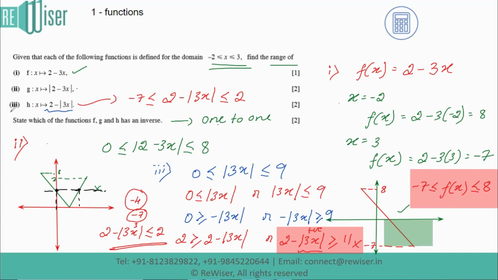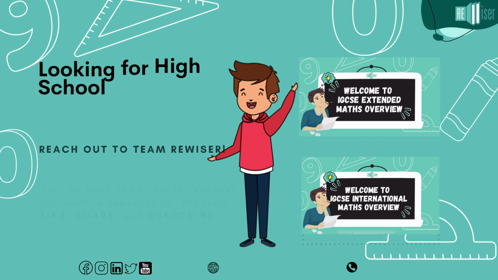And the same case goes with part 3 as well. This one is also not going to be a one-to-one function. So that's why only for the function f, the inverse exists. That is the right answer for this sum.